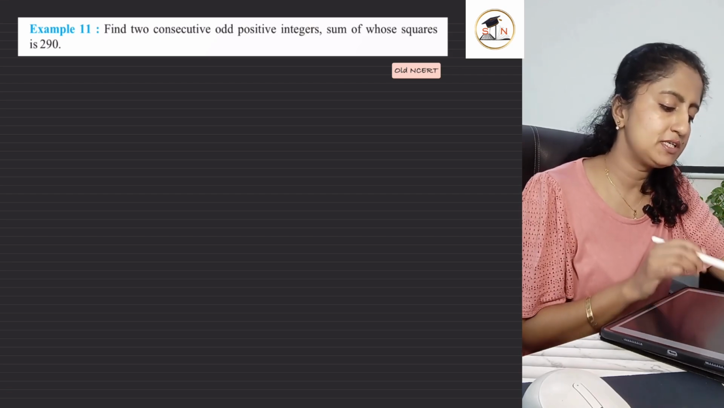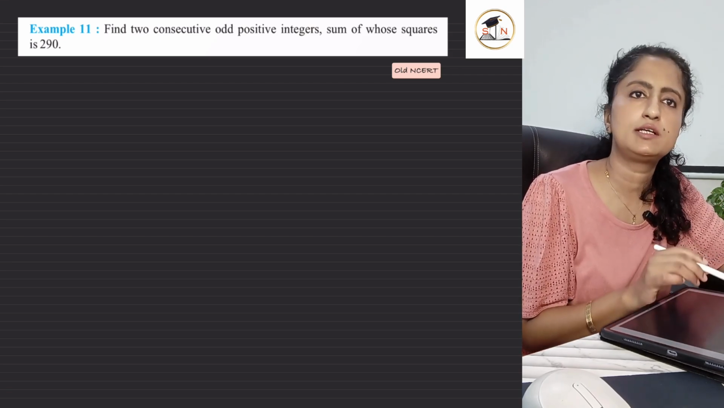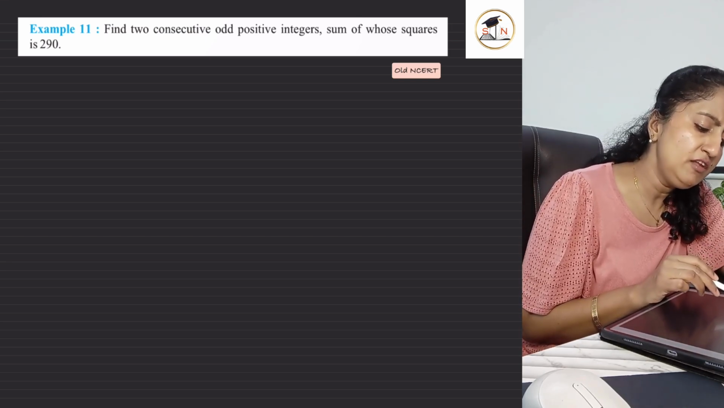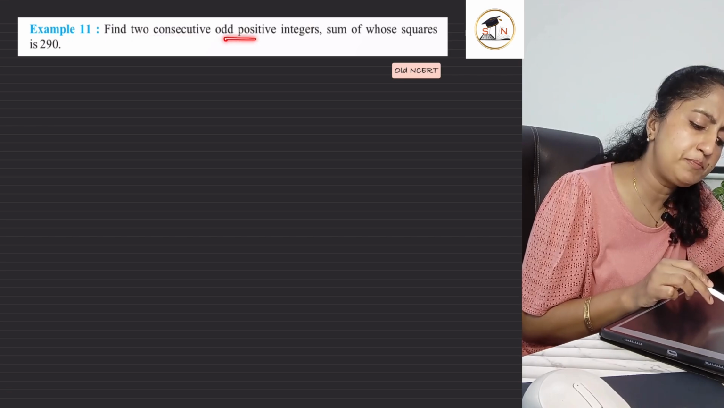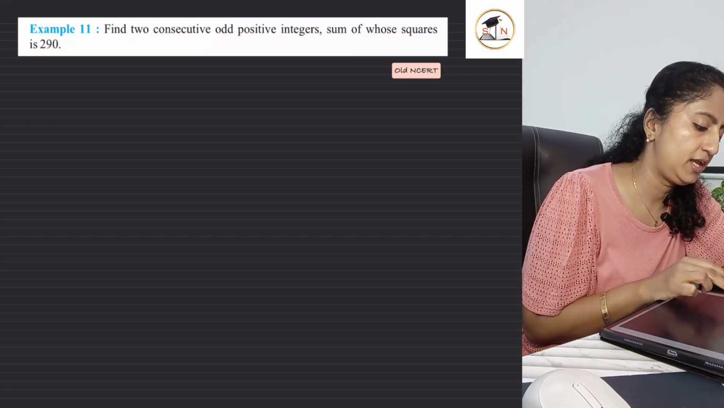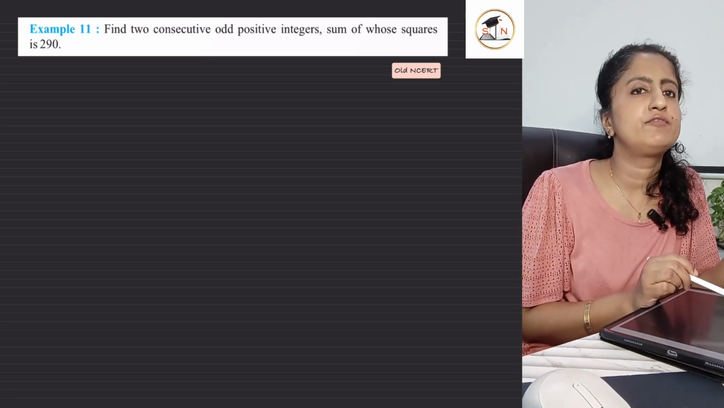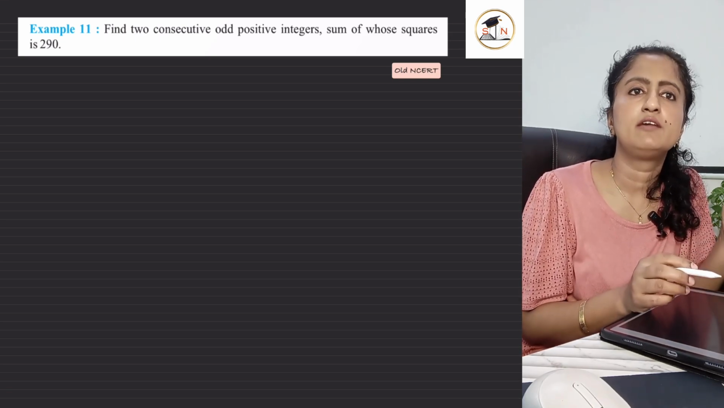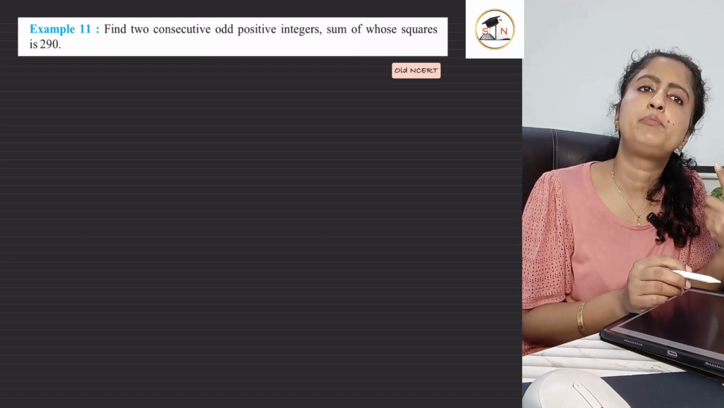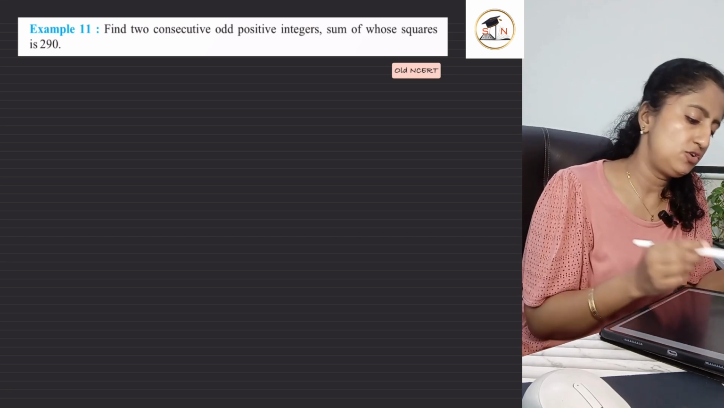So I have picked up this question, which is actually from the old NCERT and based on the concept of numbers. The question says, find two consecutive odd positive integers, sum of whose squares is 290. Now, we are talking about multiple things. First, we are talking about integers. Second, positive integers. Third, they are consecutive, right? So let's start.